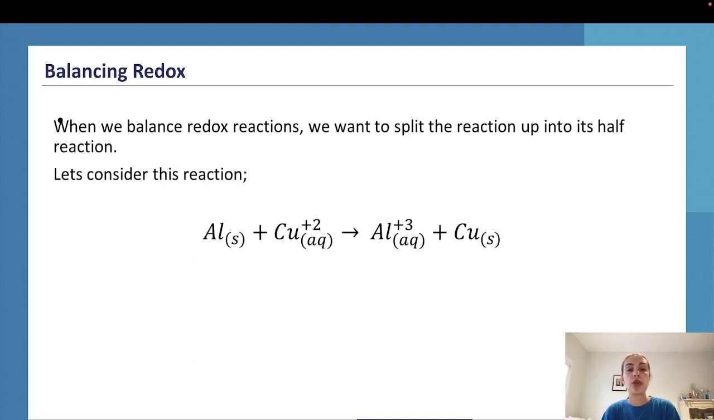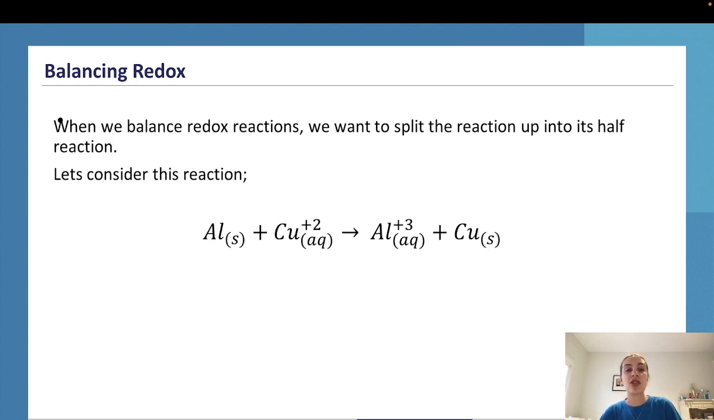So now we're going to go on to balancing some redox reactions. When we balance a redox reaction, we actually want to split up the reaction into its half reactions. That just makes it easier for us to see the reduction reaction and the oxidation reaction. Then we can balance them and combine the reactions back together to make it less clunky, make it flow a lot better, and simplify the process of balancing it.